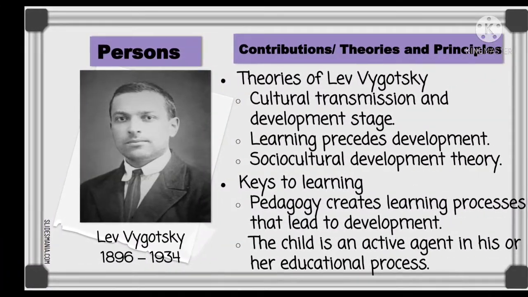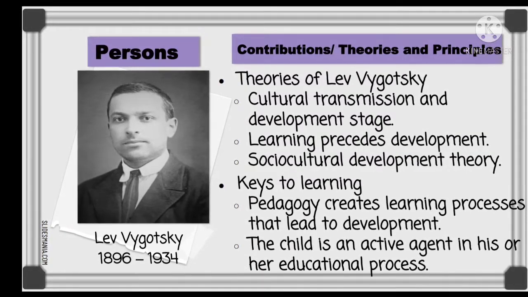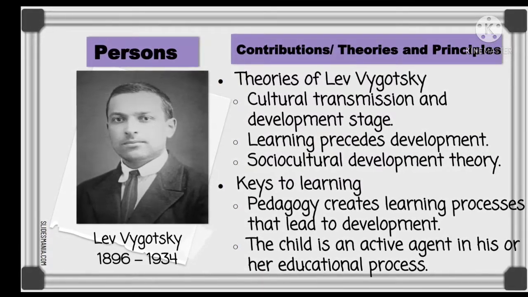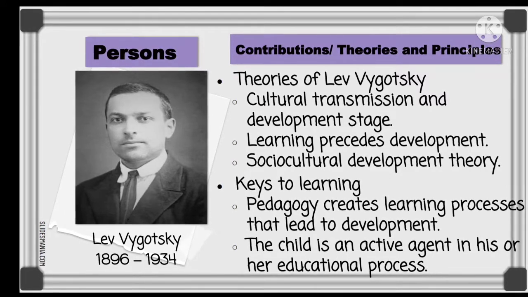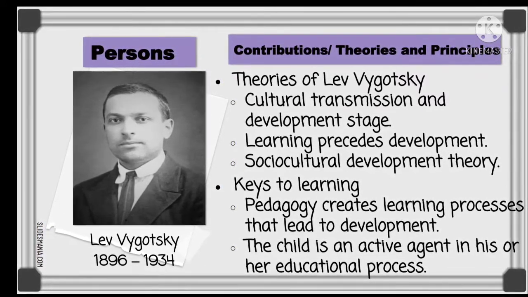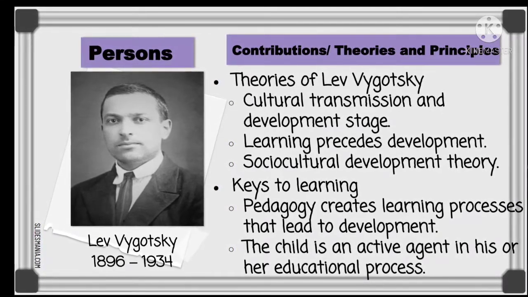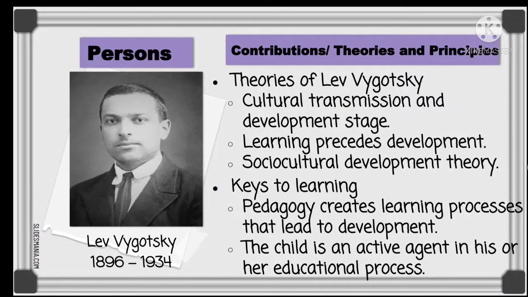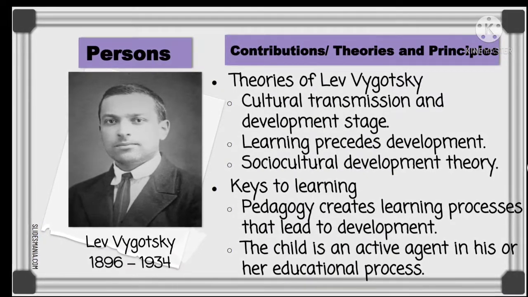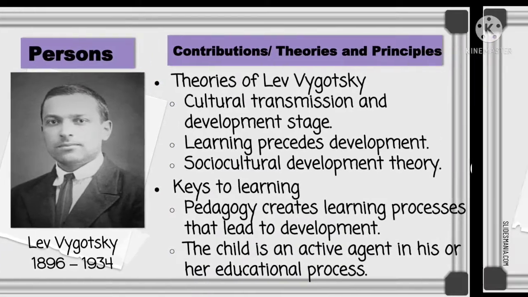The next one is Lev Vygotsky. So, as for him, the cultural transmission and development stage, learning precedes development. Sociocultural development theory. So, the keys to learning are pedagogy creates learning processes that lead to development. So, the child is an active agent in his or her educational process.